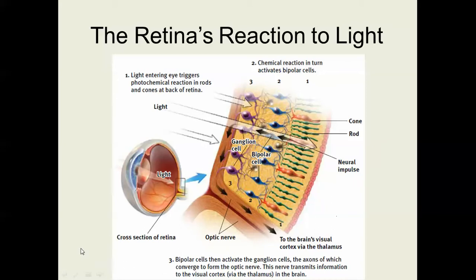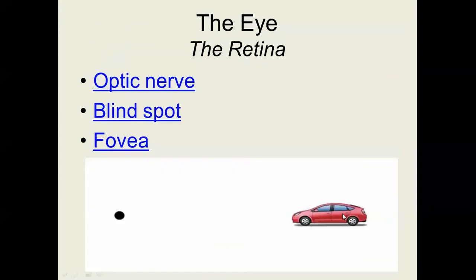And these axons converge to form the optic nerve. And here it is right here. And this carries information via the thalamus to the brain. And where the optic nerve leaves the eye, there are no receptor cells, and this creates a blind spot. The cones, which are located mostly in the fovea, enable vision of color and fine detail, and the rods enable black and white vision. Again, they remain sensitive in dim light, and they're necessary for peripheral vision.